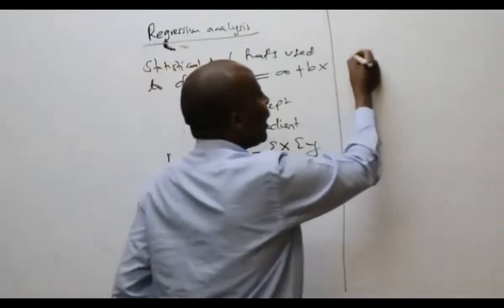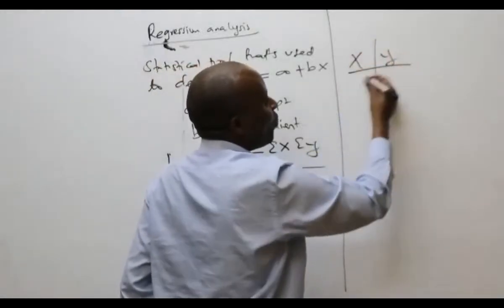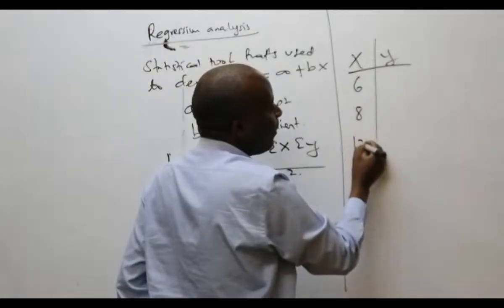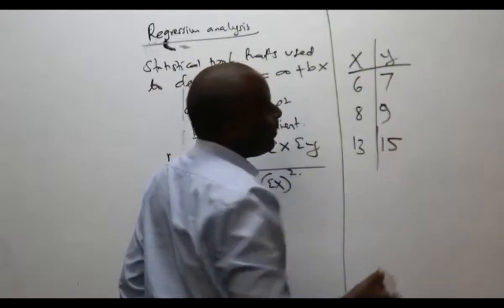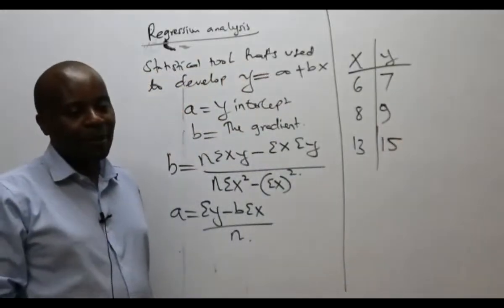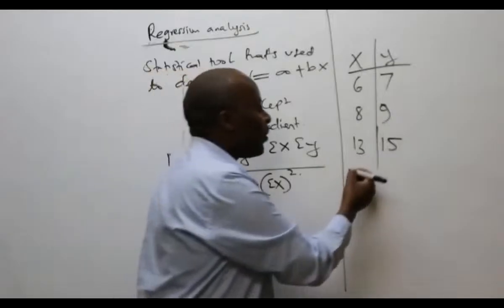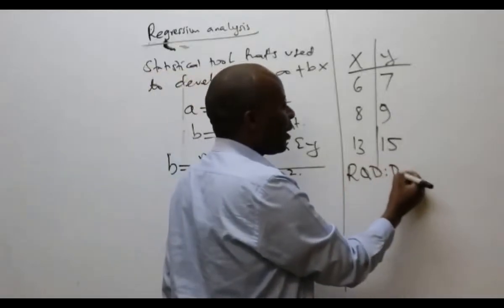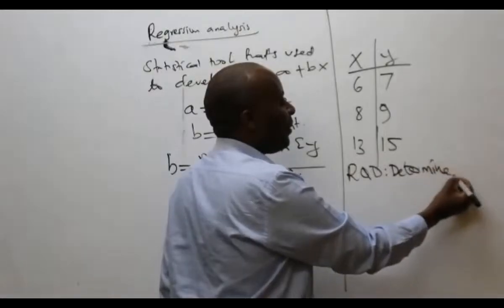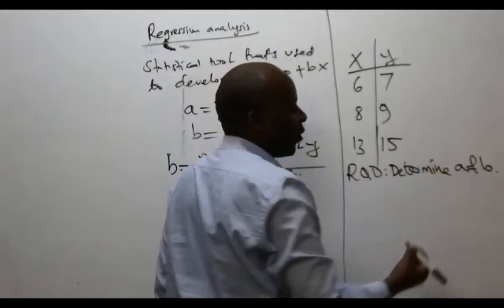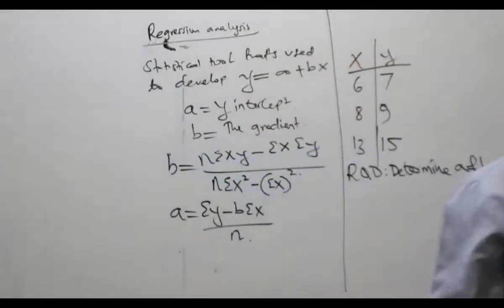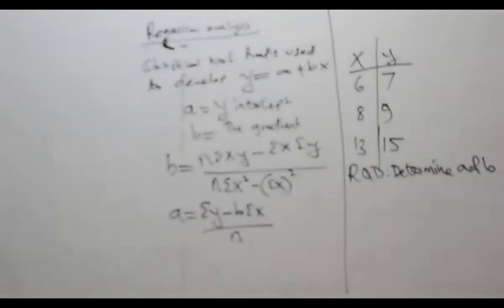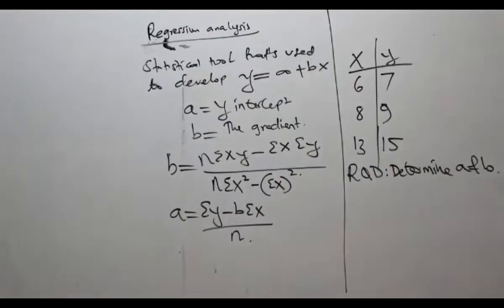If you're given x and y, perhaps they give you 6, 8, and 13, and then we have 7, 9, and 15. Then you are required to determine a and b using regression analysis.